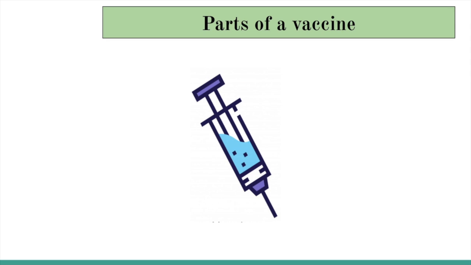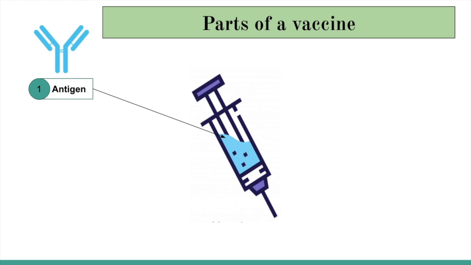Well, the parts of a vaccine. The first one, we have the antigen. It is the active compound of a vaccine. This is a modified or partial form of the virus, bacteria, or the toxin that causes the disease against which the vaccine protects. The vaccine antigen no longer causes disease, but it can produce an immune response.